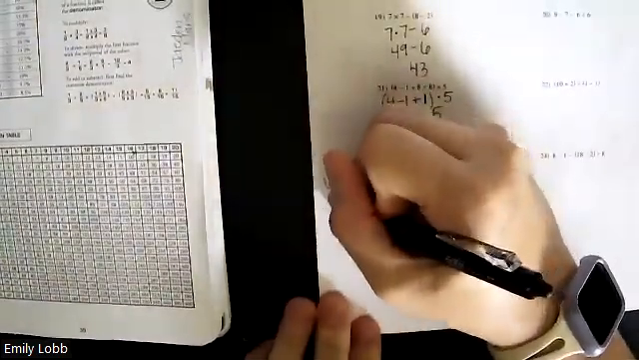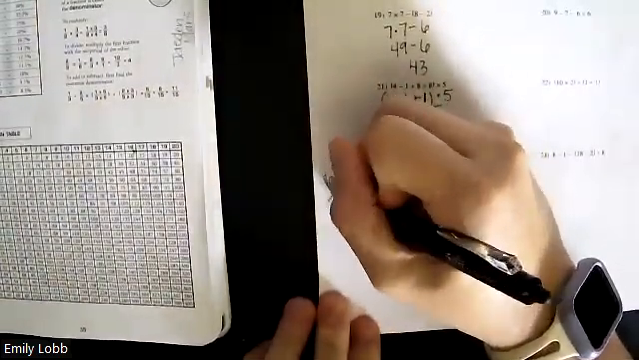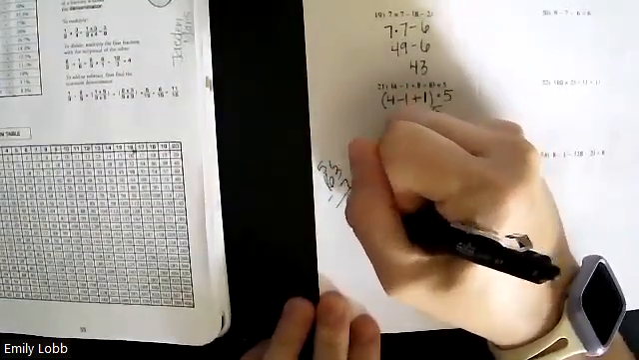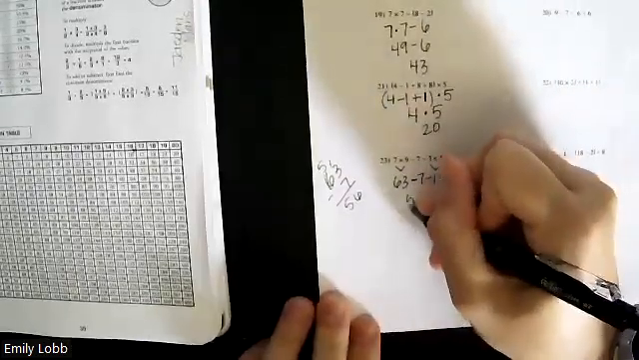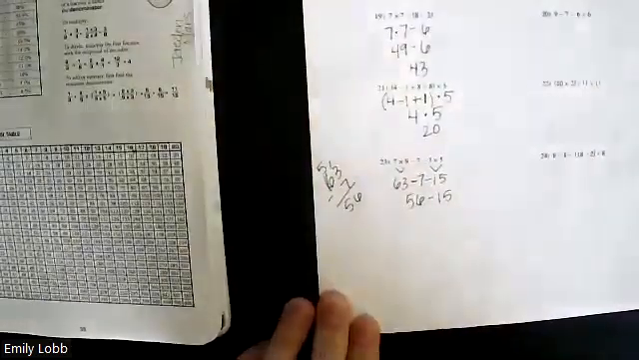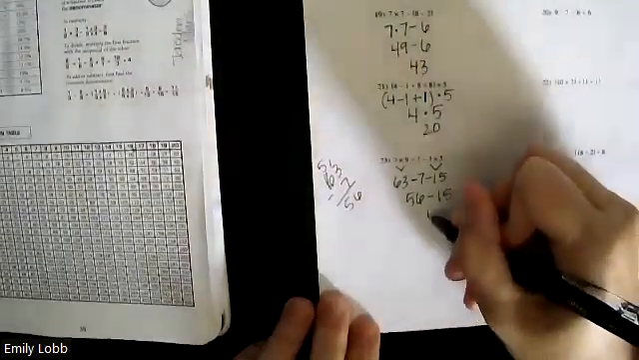If you're me, you have to think through it. And that's okay. 56 minus 15. 41. Some of you guys are way ahead of me. Nice job.